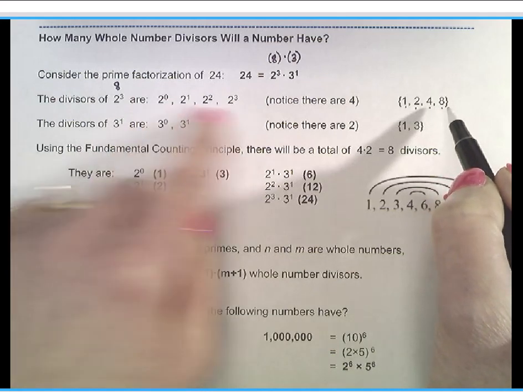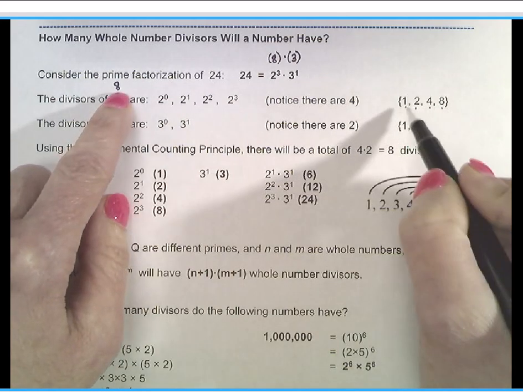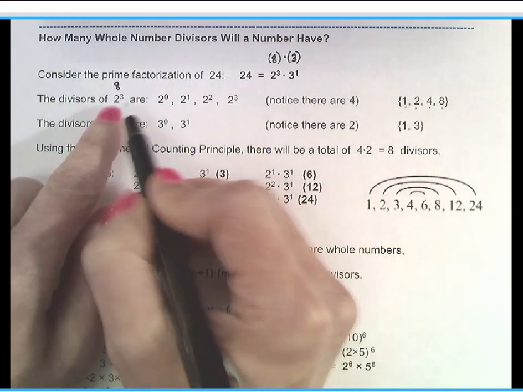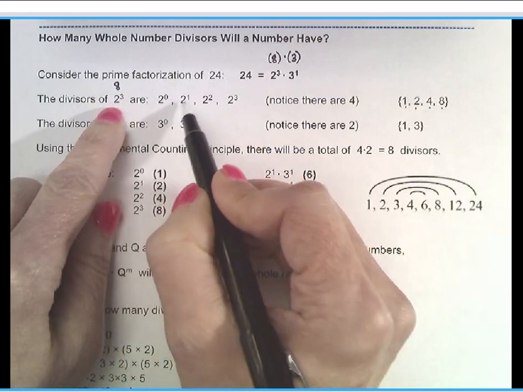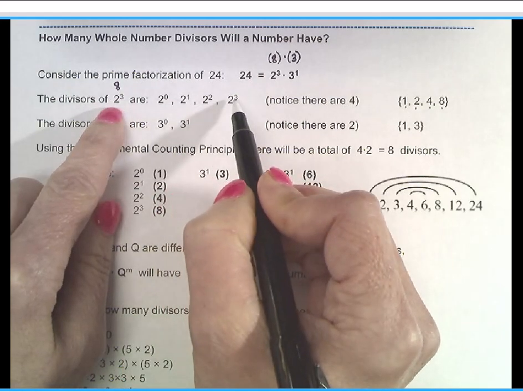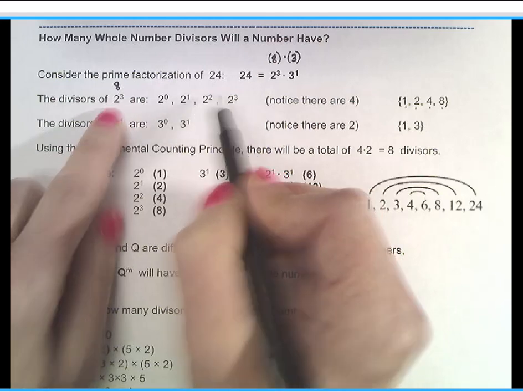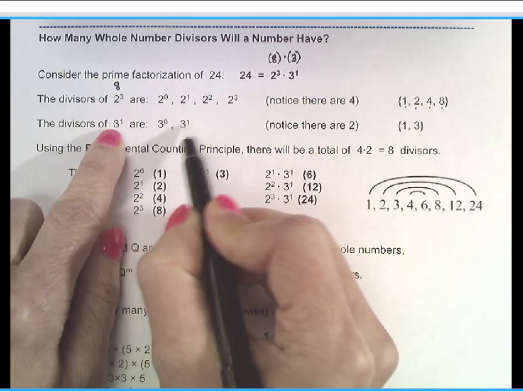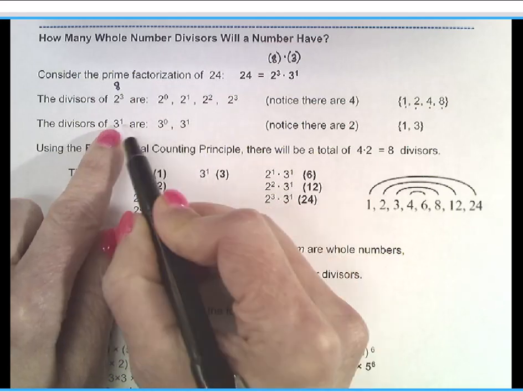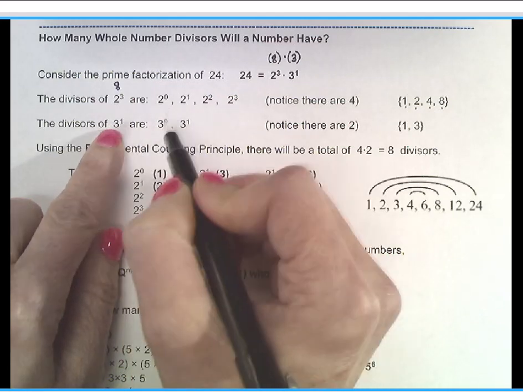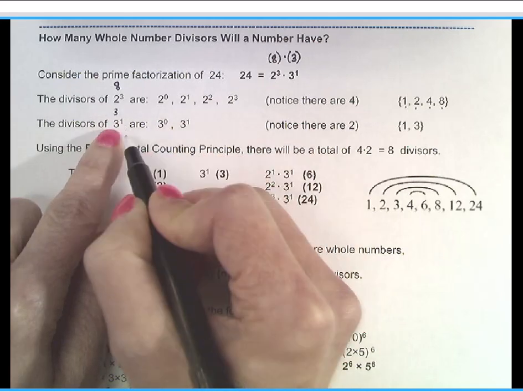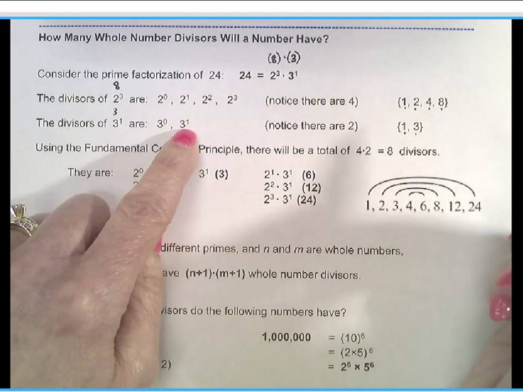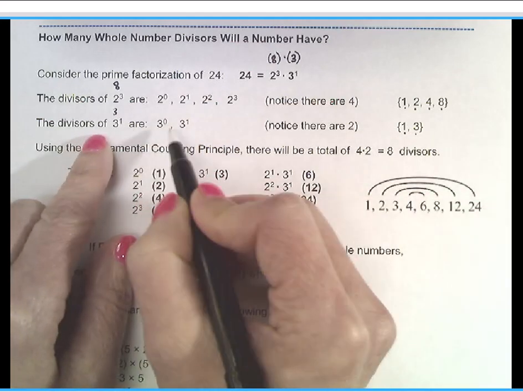So what divides into 8? 1, 2, 4, and 8. We're just saying it in exponent form. What divides into 2 cubed? 2 to the 0, 2 to the first, 2 squared, 2 cubed. If we play the same game with what divides into 3 to the first, it would be 3 to the 0 and 3 to the first, again stopping when we get to this 1. What is 3 to the first? It's 3. What is 3 to the 0? 1. What's 3 to the first power? 3. We're just saying it in exponent form.